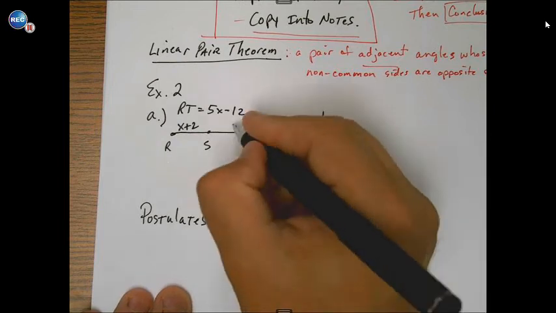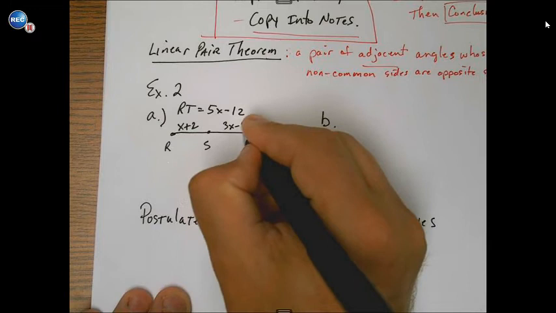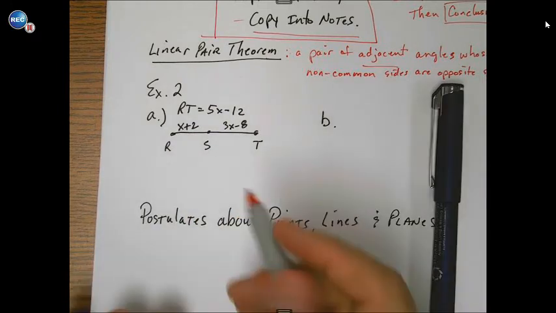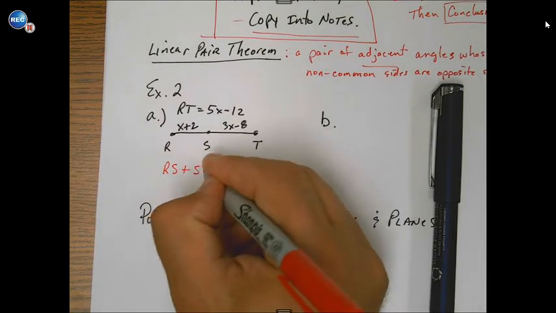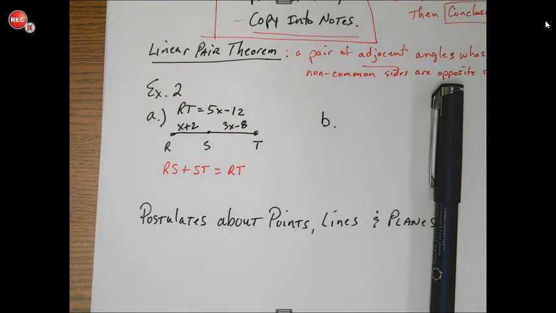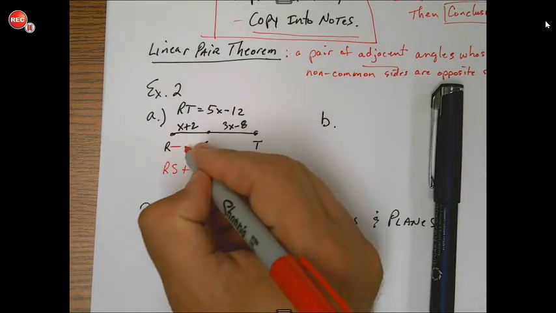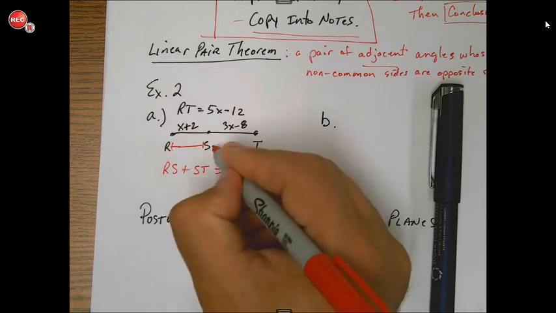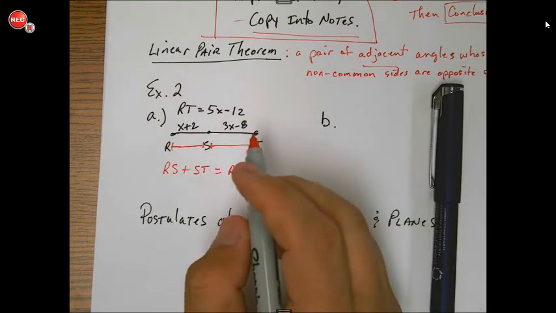And we know that ST is 3x minus 8. So with this information, I know that RS plus ST is equal to RT. That's called the segment addition postulate. We talked about it last week. RS plus ST is equal to RT. This side from here to here, plus this side segment from here to here, adds together to give us the whole thing.